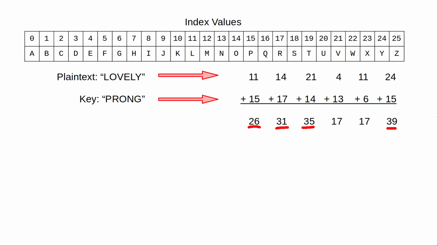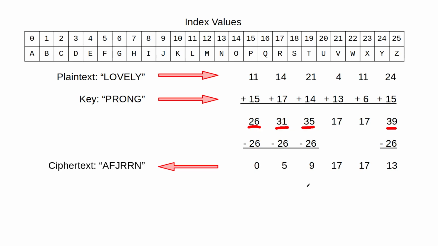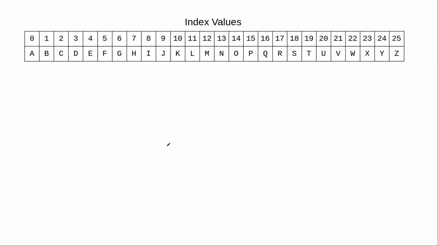And you don't have to do this manually for every single one of these. You can just subtract 26 from every single one of these overflowing numbers, and that will give you the correct values that you can map directly to every single one of these letters. Now we have our index values for our ciphertext, and our encrypted message is AFJRRN.